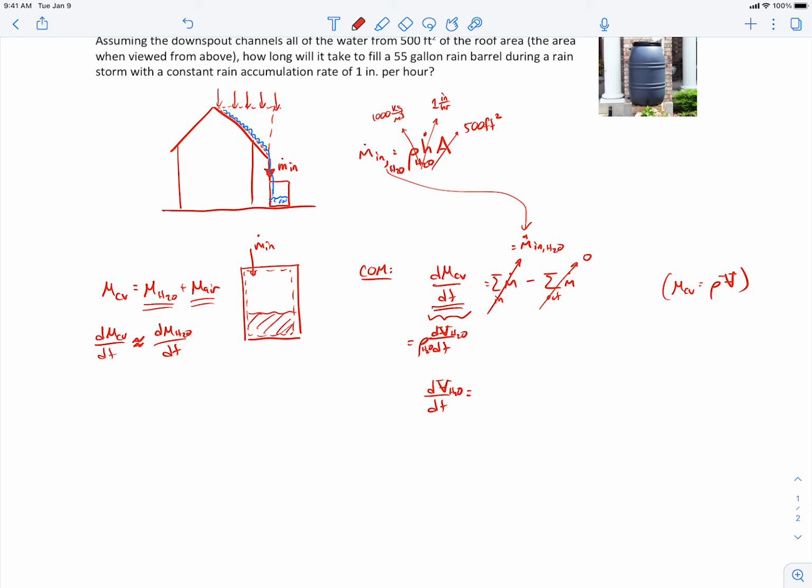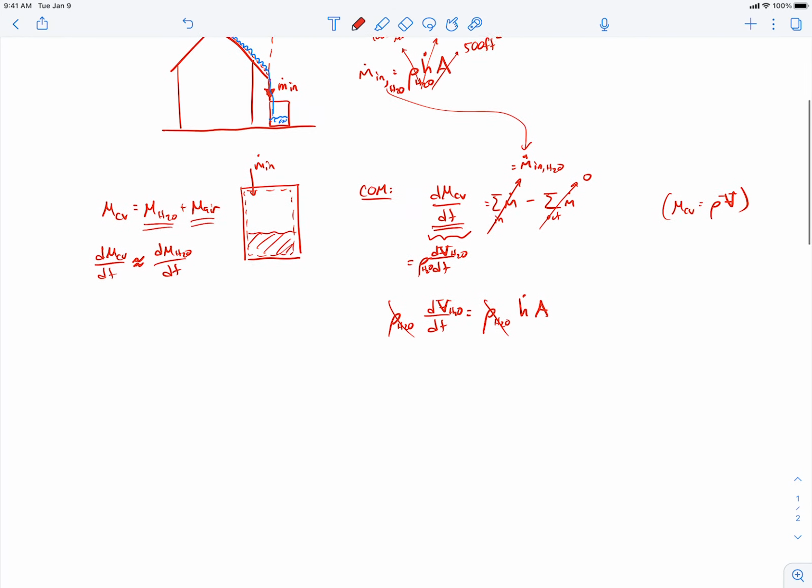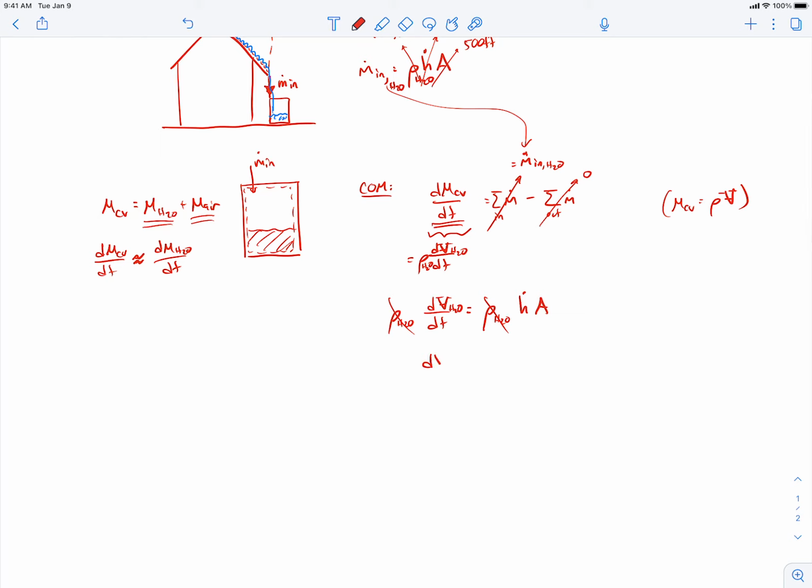All right, so let's go ahead and substitute in the expression we had for the mass flow rate coming in here. So that's the density of the water times H dot times A. You can see that the densities of water cancel out, and so the time rate of change of the volume of water inside the rain barrel will just be H dot times A. And we know the values for this. We said that that was 1 inch per hour, and this was 500 square feet.